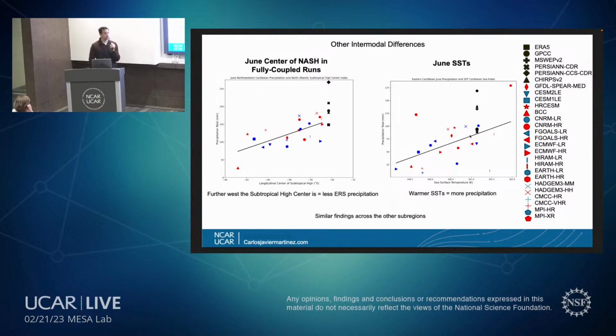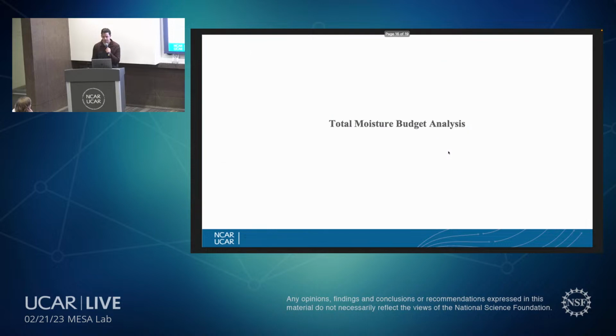And finally, when looking at June SSTs in those runs, we do see a very clear relationship in that most models have cooler SSTs, denoting also less precipitation in the region. And again, these findings are very similar across the other subregions in my analysis.